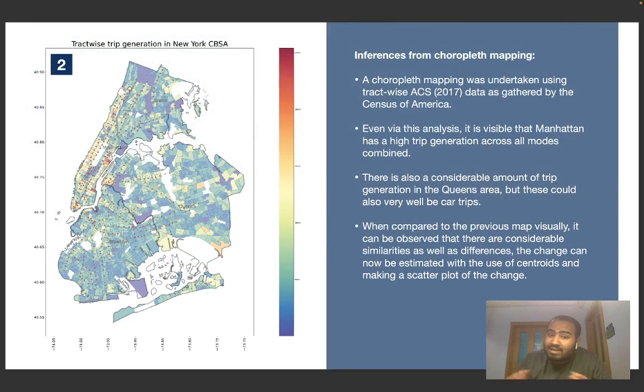So now to compare this interpolation, the next step which we did was to choropleth map the different tract-wise trip generation. This tract-wise trip generation was taken from the 2017 ACS estimates of the census. From this analysis, we have mapped the tract-wise trip generation, and then the points can show which are the transit service tracts. And again, we can see that Manhattan has a high trip generation across all modes combined. There is a considerable amount of trip generation also in the Queens area, but that could be accounted for by car trips, because I could only take the overall trip generation due to time constraints.